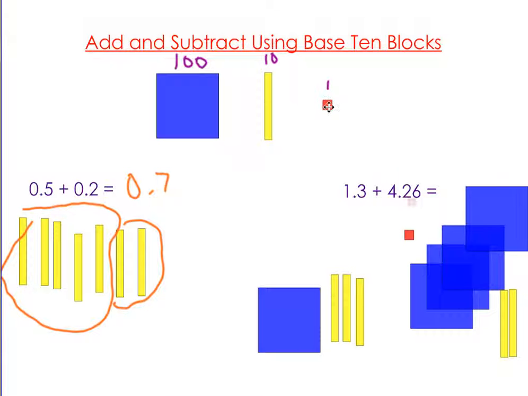1, 2, 3, 4, 5, and 6. Now we'll count how many we have all together. So we have 1, 2, 3, 4, 5 whole ones. And we have 1, 2, 3, 4, 5 tenths, and 6 hundredths. So 1 and 3 tenths plus 4 and 26 hundredths is 5 and 56 hundredths.